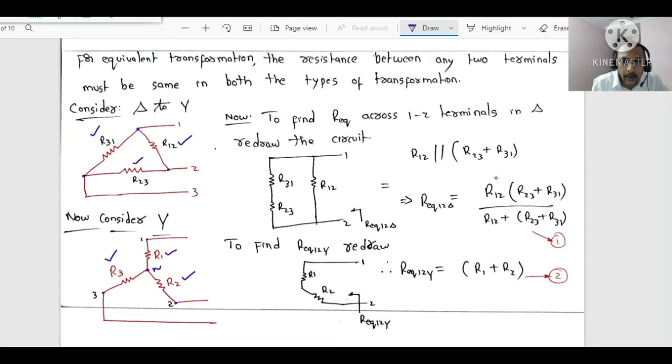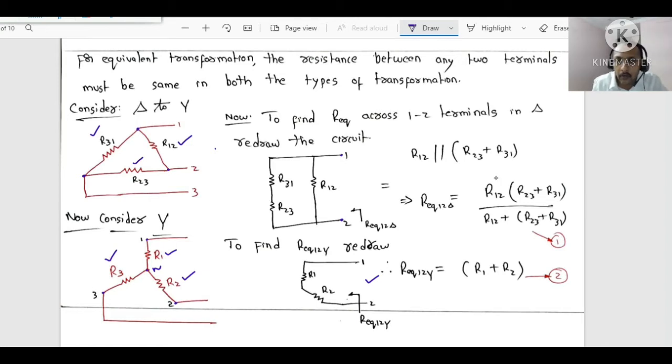Right? Now whatever the equivalent resistance looking into the circuit between 1 and 2 must be the same as the equivalent resistance between 1 and 2 in the star manner. That is very, very important. This is the first step we should remember to do the transformation. I repeat again. While looking into the circuit, the equivalent resistance between 1 and 2 in this delta circuit must be the same as the equivalent resistance between 1 and 2 in star connection.